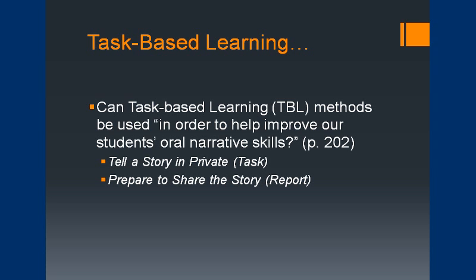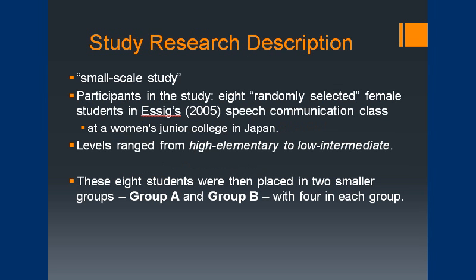And the participants in this study were 8 randomly selected female students in Essig's own speech communication class, and this was at a women's junior college in Japan. It's a small scale study, so just 8 students total. Their levels range from high elementary to low intermediate, and these students were placed into 2 groups of 4, Group A and Group B, which I will explain in just a moment.